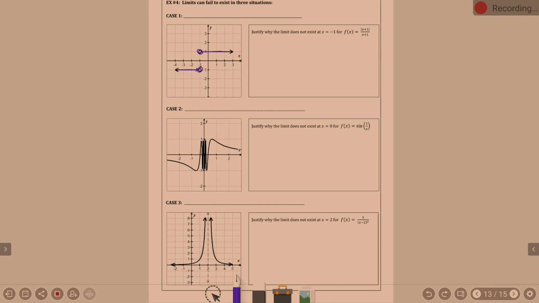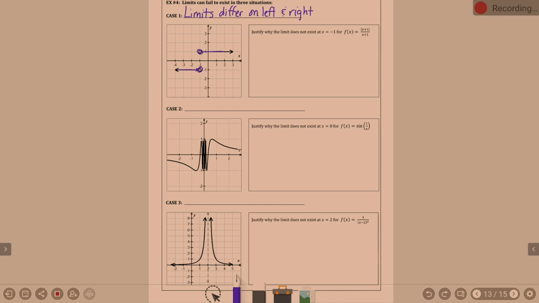So case number 1 is when limits differ on the left and right.